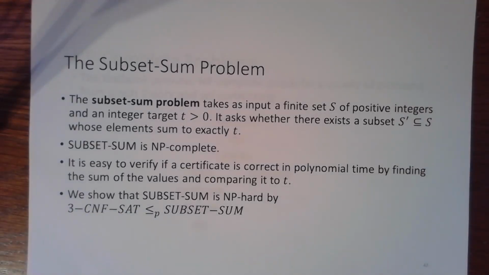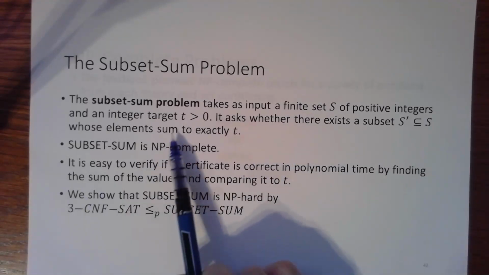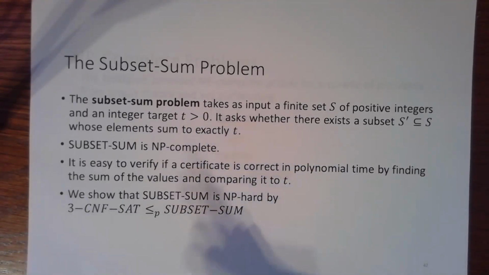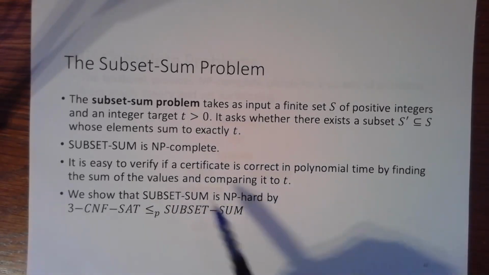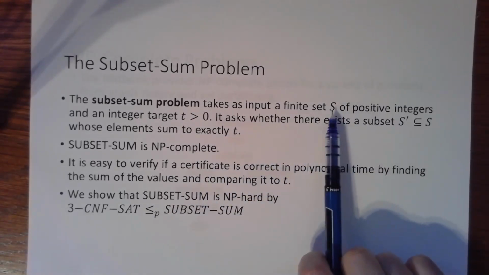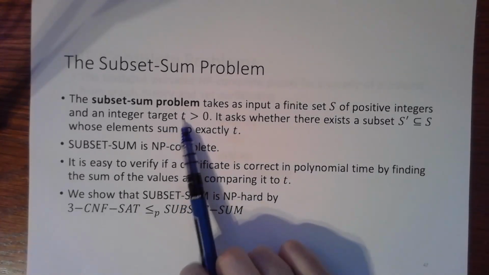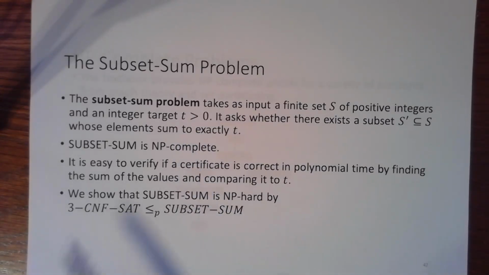It takes a finite set of positive integers called S, and then some target integer t that's a positive number, and then it asks the decision question: is there some subset of the values that, when you add them all up, would sum to exactly the target t? And subset sum is NP complete. We need to prove that.